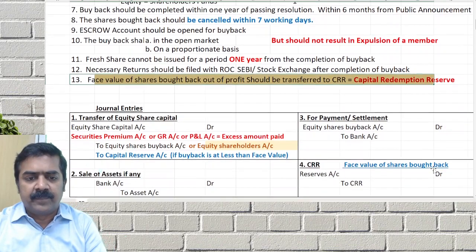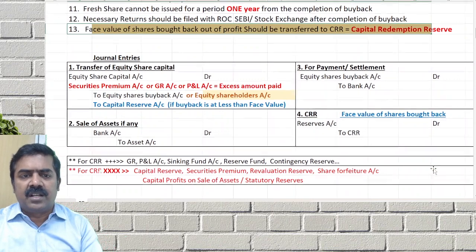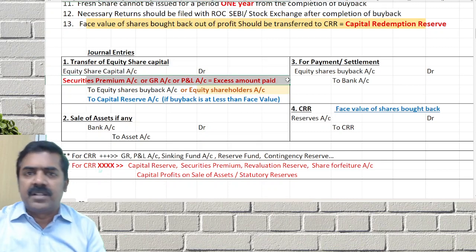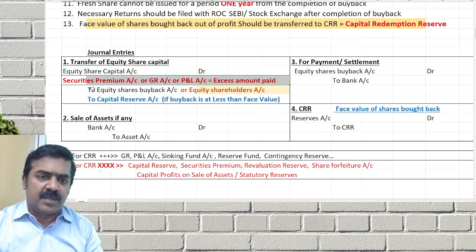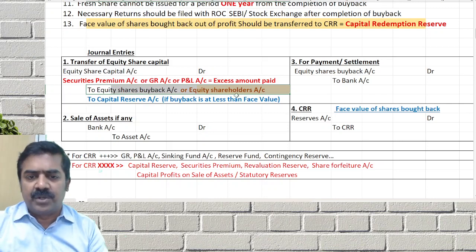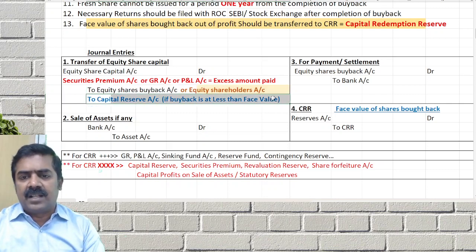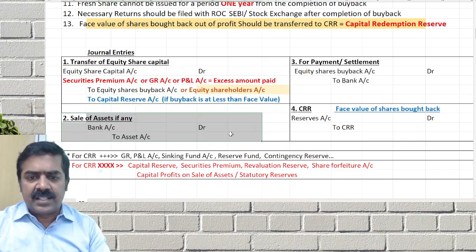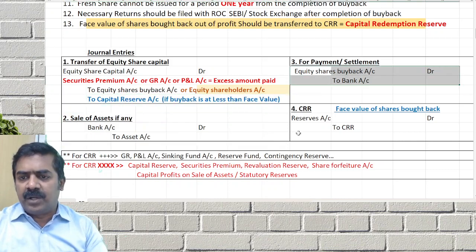The face value of shares bought back out of profit should be transferred to what? CRR, we had seen. Okay. If you look at the journal entry, we debit the equity share capital account, securities premium or general reserve or P&L account for the excess amount paid, to equity shares buyback account or equity shareholders account. If the buyback is at less than the face value, you can transfer to what? Capital reserve.